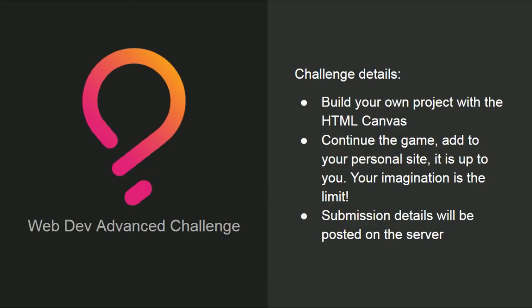So for the advanced web dev challenge, basically what you're going to do is build your own project with the HTML canvas. So you can either continue the game, add to your personal site, you can build another game or simulation, or you just make a cool design snippet like the matrix effect I showed you in the beginning. So with these dynamically generated graphics, it's really up to your imagination to make what you want. The possibilities are completely endless. And as always, the submission details will be posted on the servers.